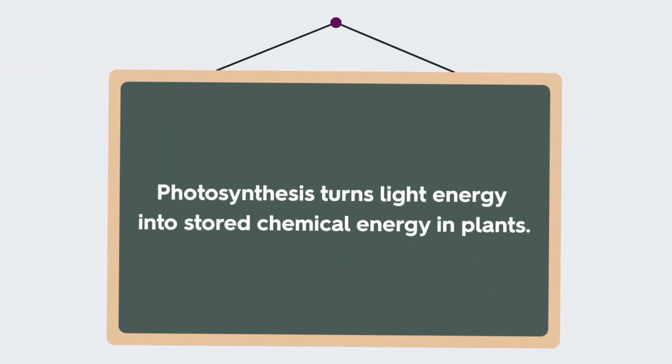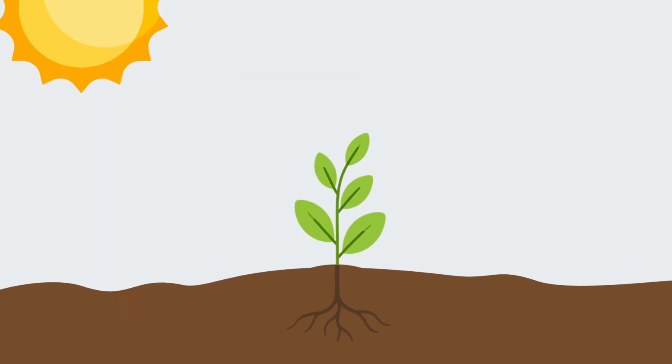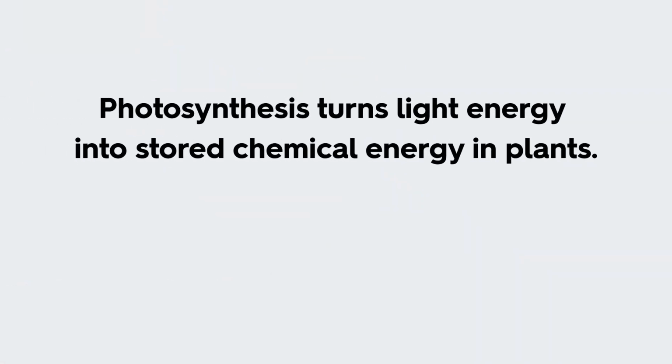Now, let's transfer the method to a school example. Suppose your line is, "Photosynthesis turns light energy into stored chemical energy in plants." Start by understanding the message. Plants use light energy to make stored chemical energy. Next, write the first letters in the same order. Photosynthesis turns light energy into stored chemical energy in plants.